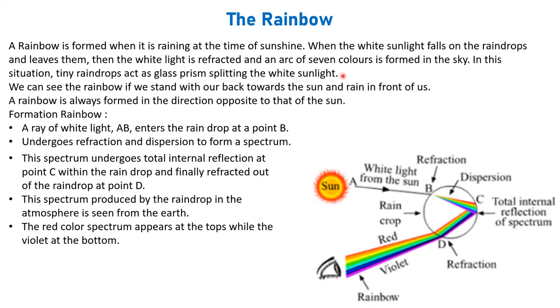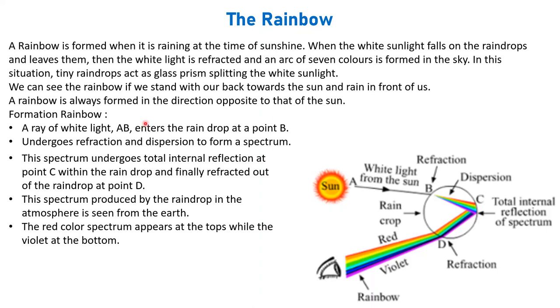Children, here I want to tell you one thing. Splitting of the white light into 7 different color is known as dispersion, right? And the band of 7 different color is known as spectrum.